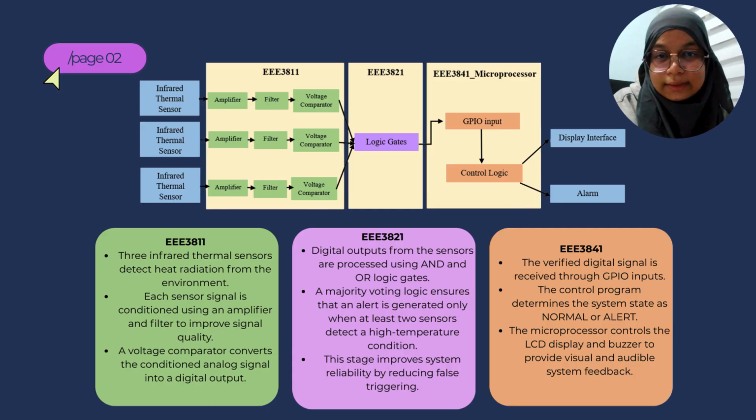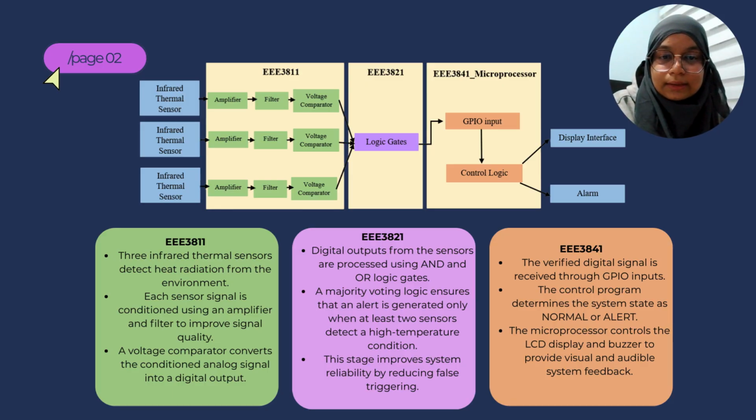This slide illustrates the overall system architecture of our system, which is divided into three main stages: the analog stage, the digital stage, and the microprocessor stage. In the analog stage, three infrared thermal sensors detect heat radiation from the environment. Then each sensor output is passed through an amplifier and a filter to strengthen and stabilize the signal. A voltage comparator then converts the conditioned analog signal into digital high or low output.